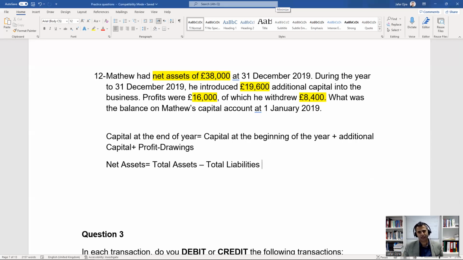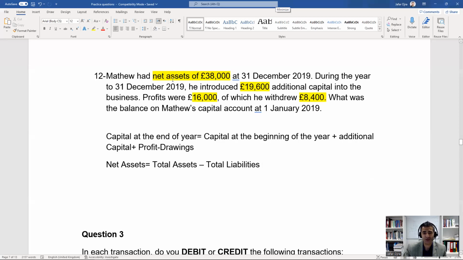Net assets equal total assets minus total liabilities. And total assets minus total liabilities is the equity, isn't it? Total assets minus liabilities equal equity. So equity equals net assets at the end of the year.